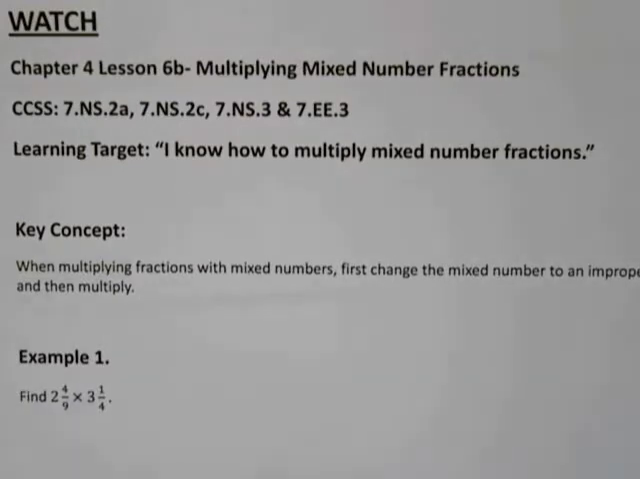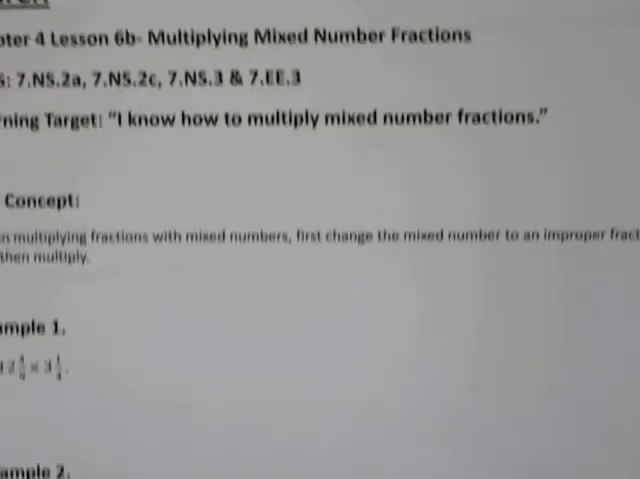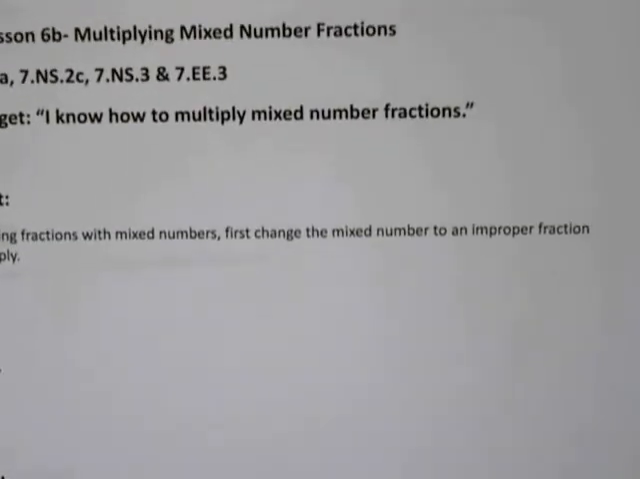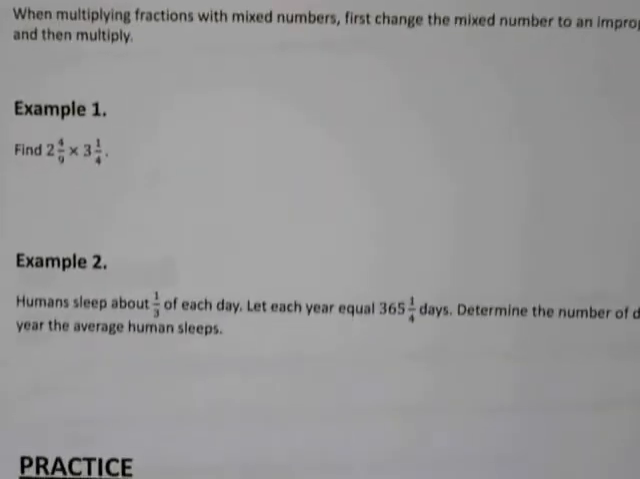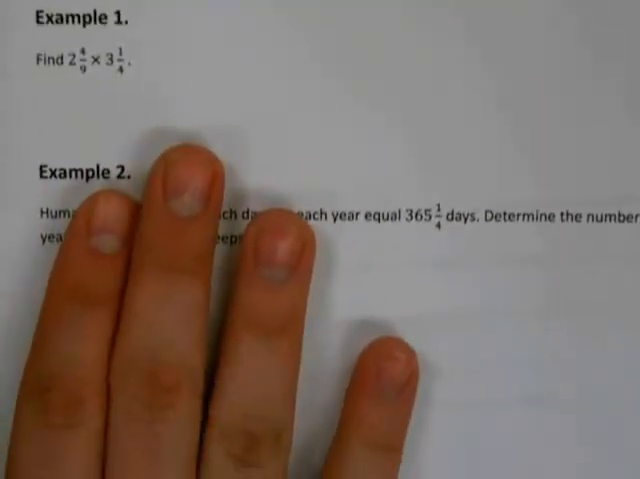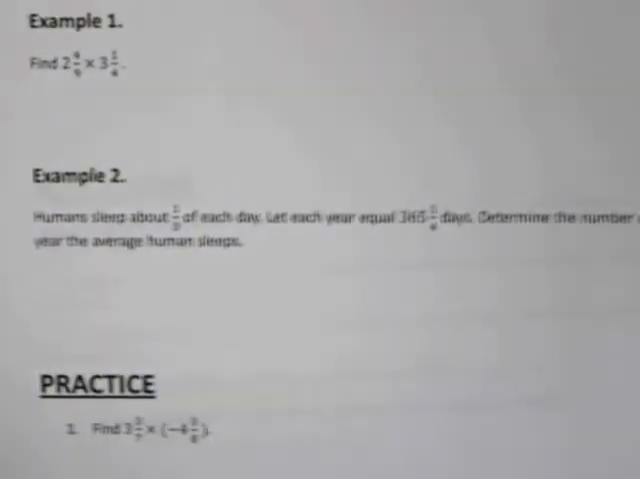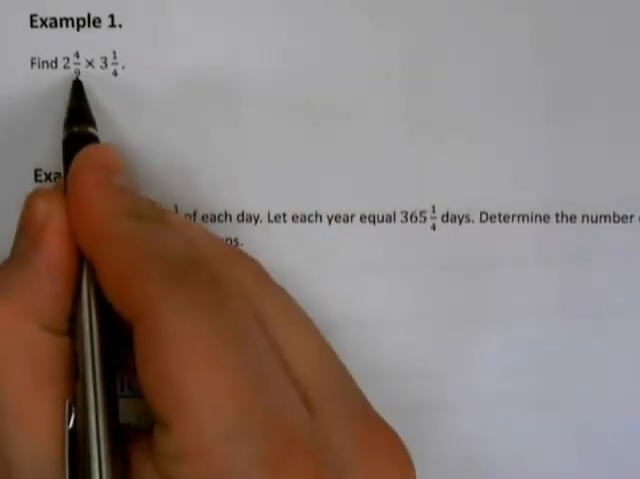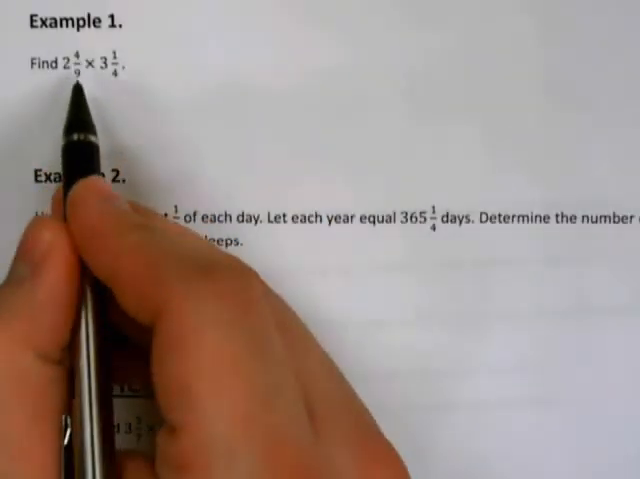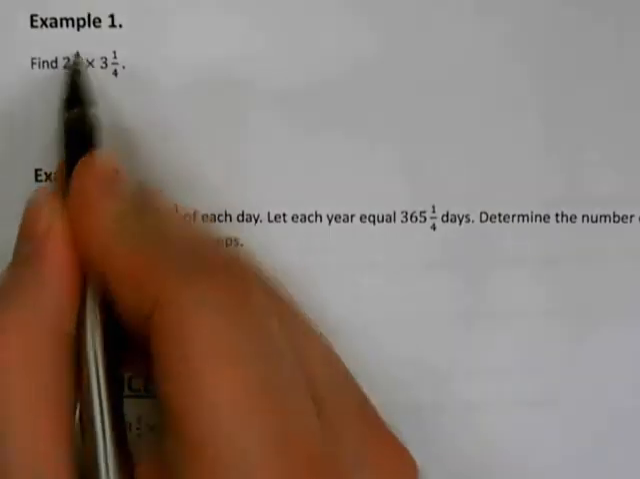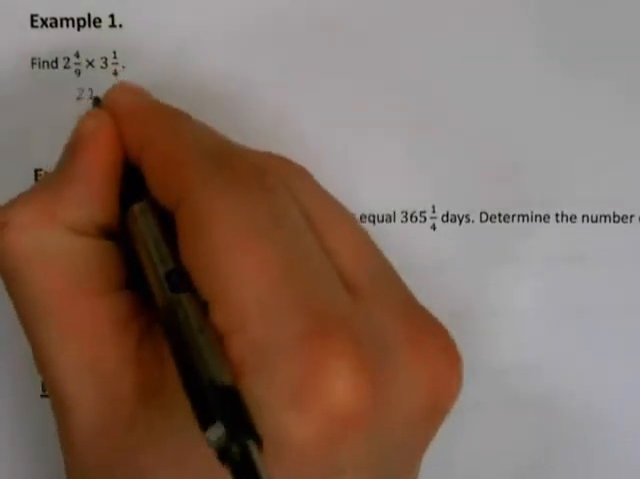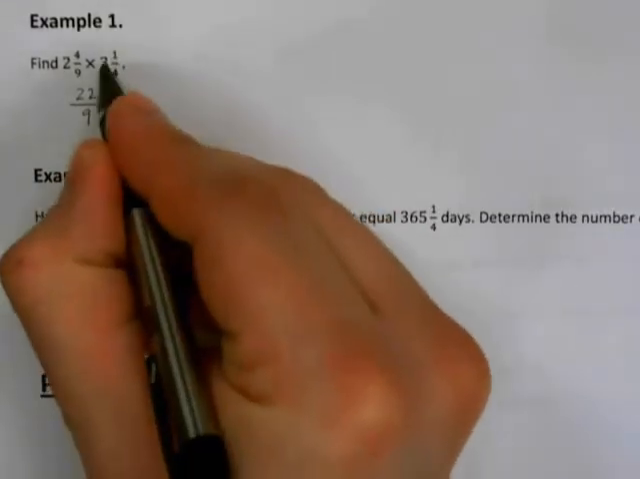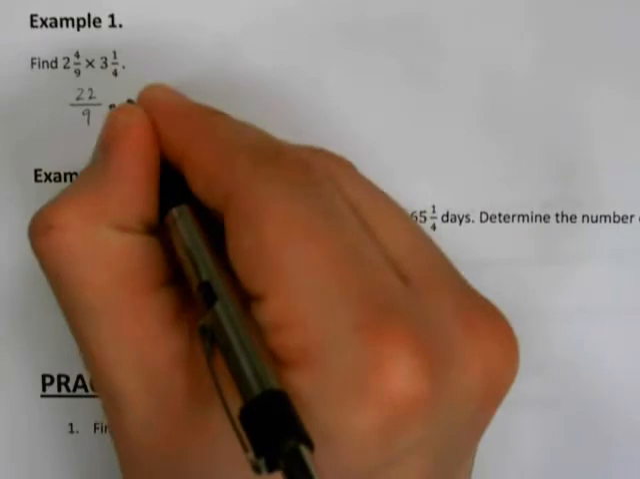So not a whole lot of a difference as far as that goes. Change the mixed number to an improper fraction, then multiply. So let's do this first example here. We have find 2 and 4/9 times 3 and 1/4. So the first thing we're going to do is change this number right here to an improper fraction. So 9 times 2 is 18, plus 4 is 22, so 22/9. I'm going to multiply that by 4 times 3 is 12, plus 1 is 13/4.